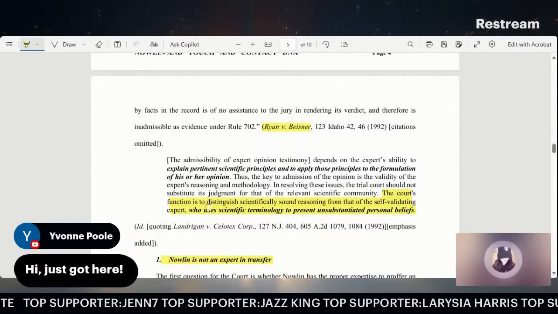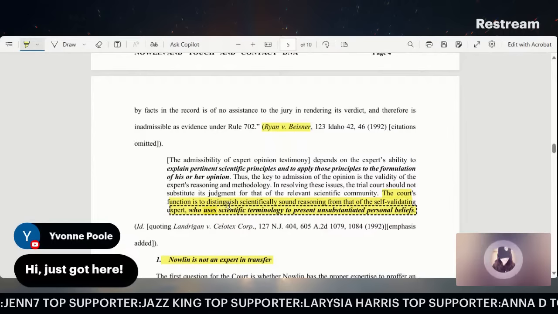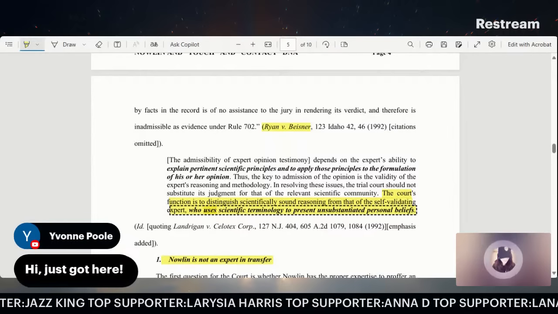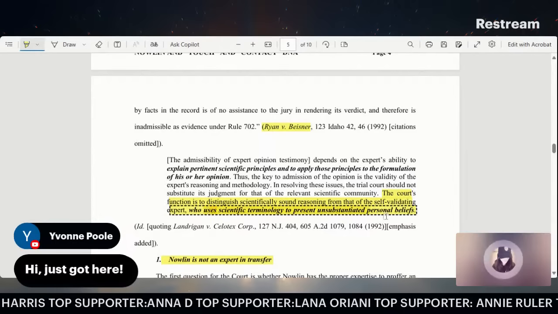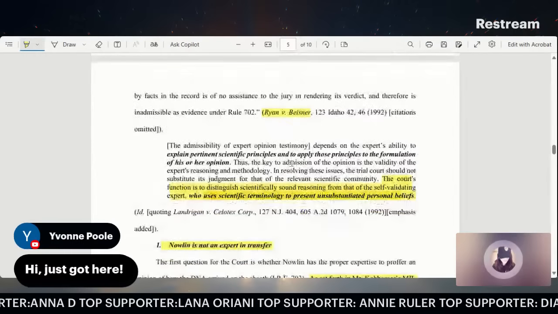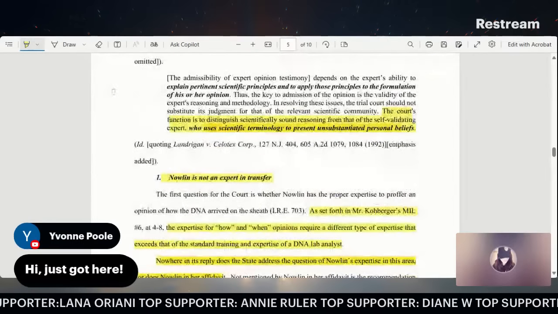The court's function is to distinguish scientifically sound reasoning from that of the self-validating expert who uses scientific terminology to present unsubstantiated personal beliefs.